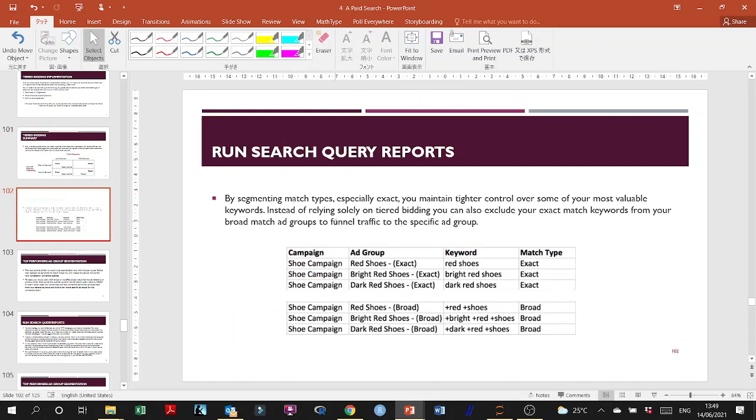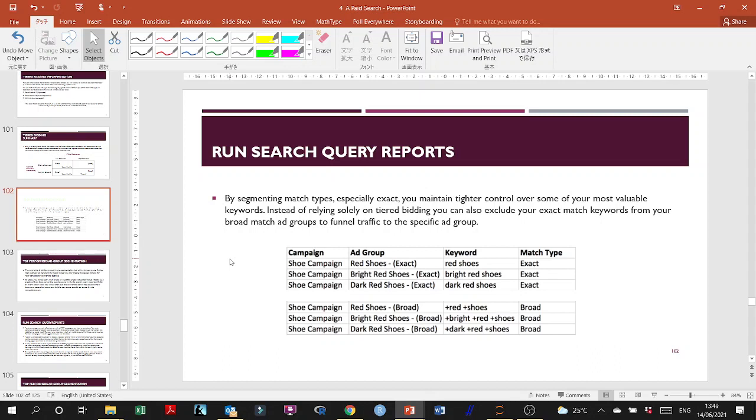this is an example here for running search query reports, where you actually can segment the match types based on the exact, especially the exact match, putting them on a separate ad group.